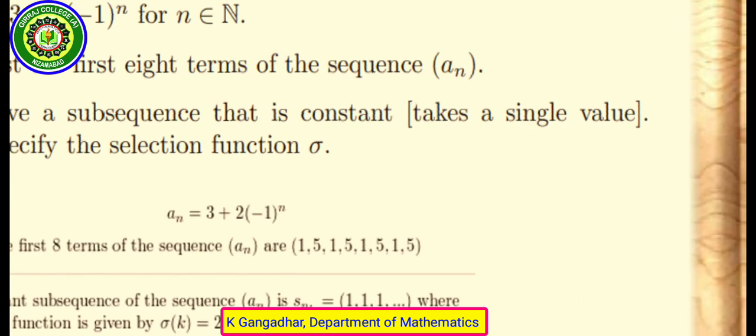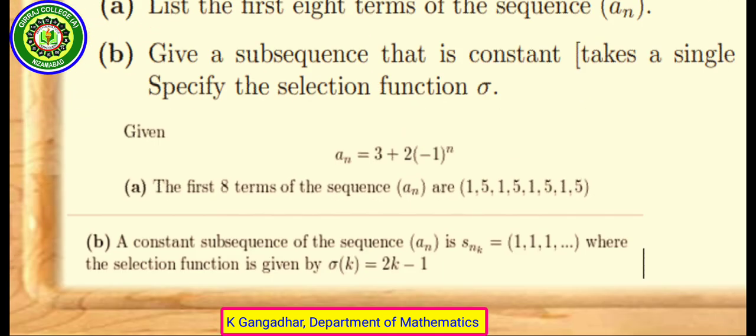So first in the sequence we write 8 terms. For n equal to 1, 3 minus 2 is 1. For n equal to 2, 3 plus 2 is 5. For n equal to 3, 3 minus 2 is 1. For n equal to 4, 3 plus 2 is 5. This way we get the terms. We write up to 8 terms: 1, 5, 1, 5, 1, 5, 1, 5.